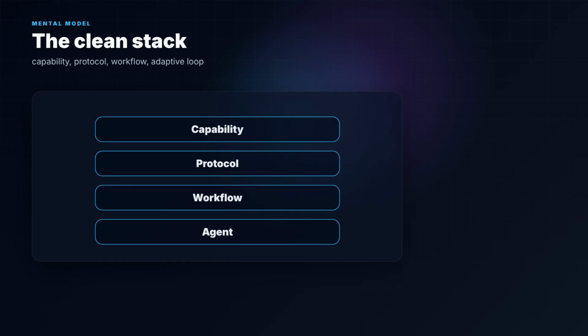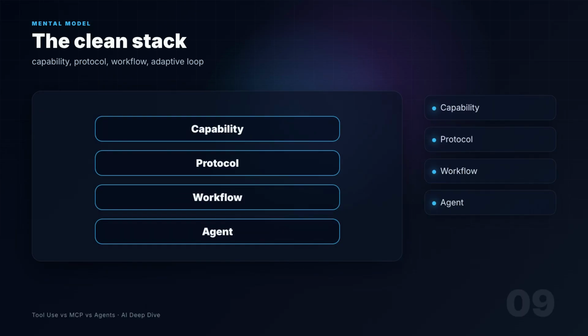Here is the clean mental model. Tool use is a capability. MCP is a protocol for exposing capabilities. A workflow is a predetermined control path that may include model calls and tools. An agent is an adaptive control loop that uses a model to decide what to do next. Those layers can be combined. A production agent may use tool calling through MCP inside a larger workflow with human approval gates. That is normal. But naming the layers correctly matters because each one has different engineering questions.